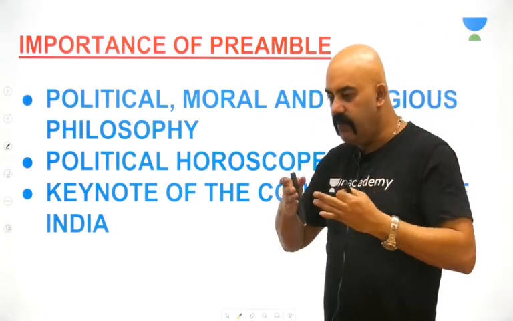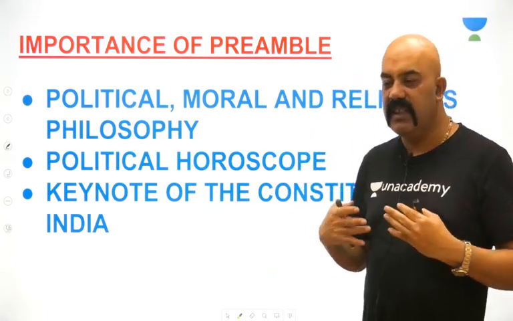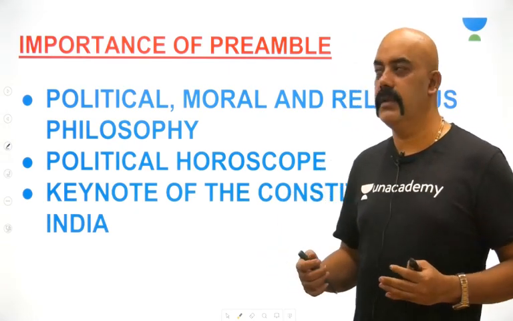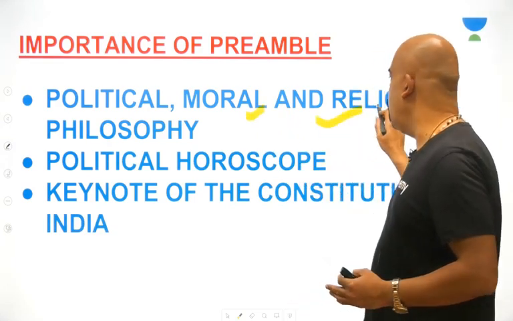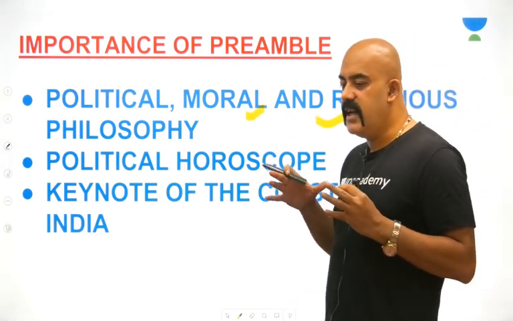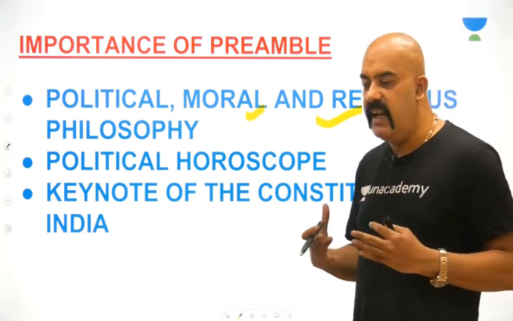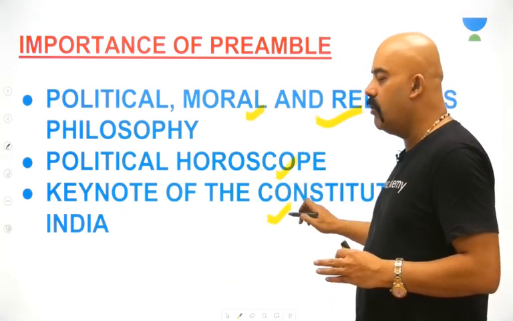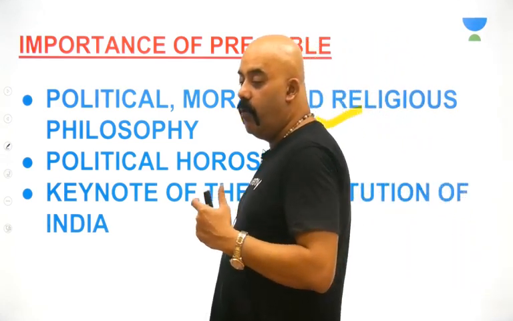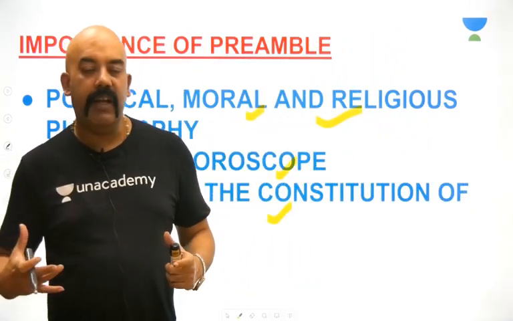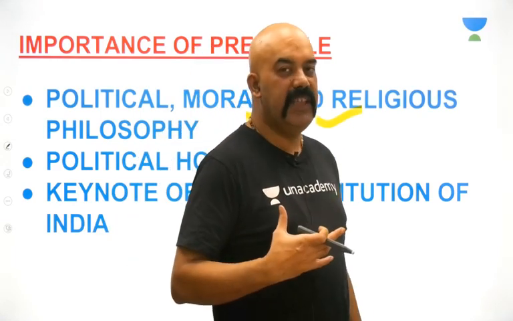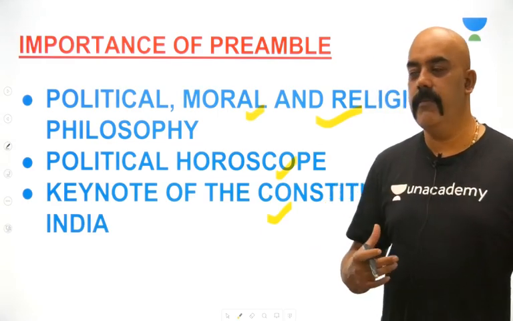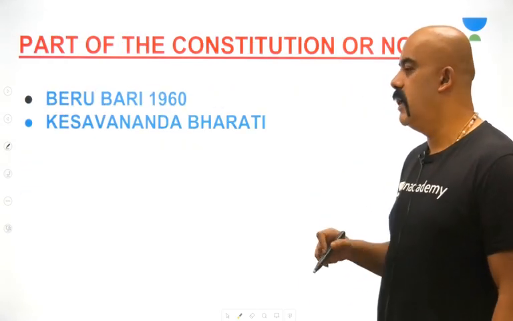So what is the importance of the Preamble? First of all, whatever I've just spoken in the last few minutes, you'll understand this is philosophical. What was the underlying wisdom? What was the thought process? So political, moral and religious philosophy is indicated in the Preamble. This is the political horoscope or the keynote of the Constitution of India. This is very beautifully explained. These were great legal philosophers and great giants, wise men. The way they utilized this can also be asked as a question. So, you can describe these words and what the parts of this are.